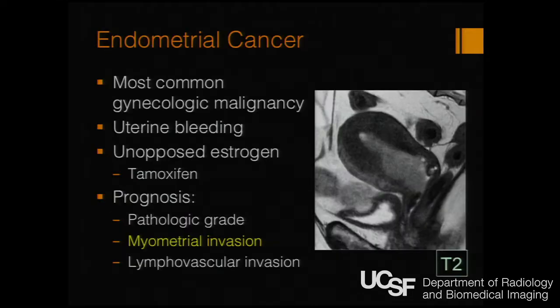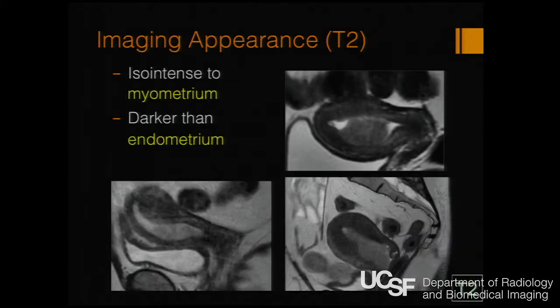Moving on to specific diseases, we'll talk first about endometrial cancer. Endometrial cancer is the most common gynecologic malignancy. As you know, it presents with uterine bleeding and is related to unopposed estrogen. And of all the different prognostic factors that are important, the one where we play a role is predicting myometrial invasion and the amount of myometrial invasion.